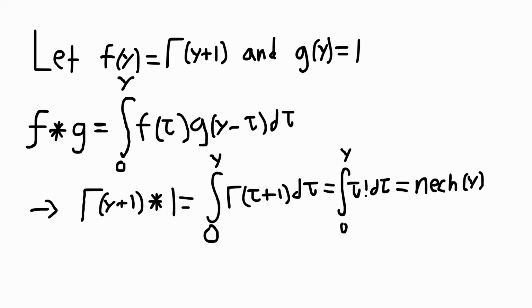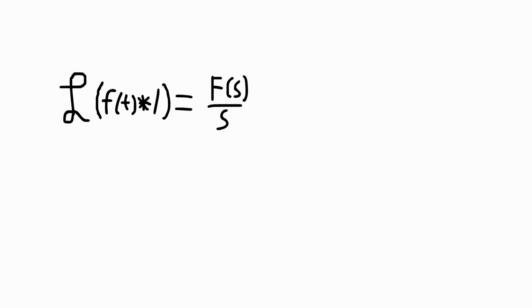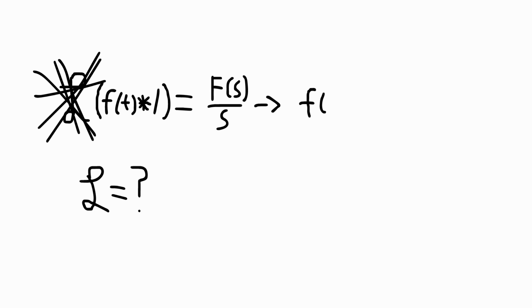Now, as you can see, the Laplace transformation of f convolute 1 is just f of s over s. But since Chaudoin's theorem states that we're non-calc students, we probably don't know what a Laplace transformation is, so we can just ignore the Laplace part.